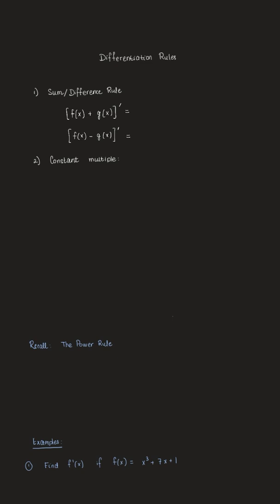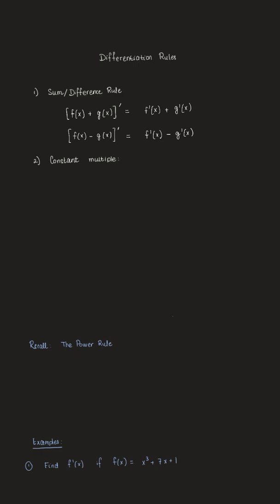For the sum, it's just going to be the derivative of each of the individual functions added together. So f prime of x plus g prime of x. And for the difference, it's the same. We take the derivatives of each function individually and then we subtract.